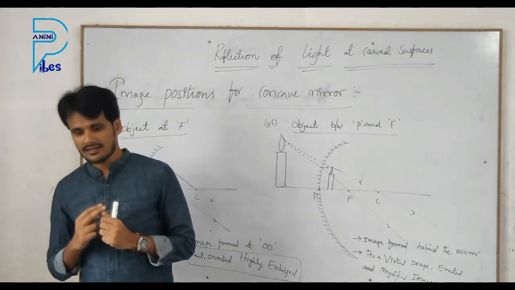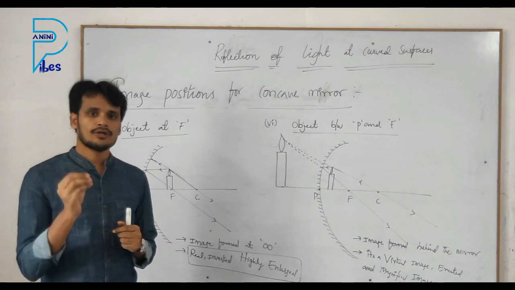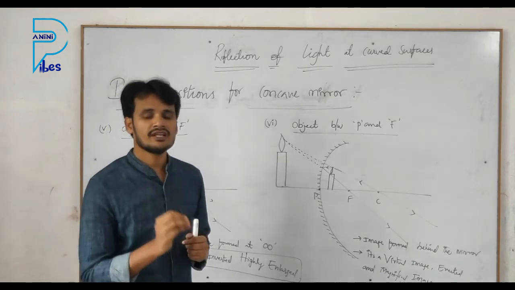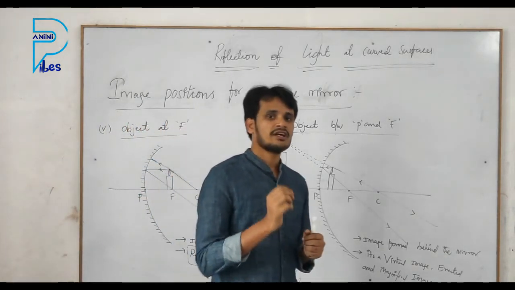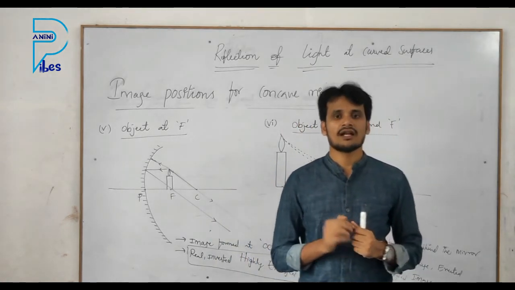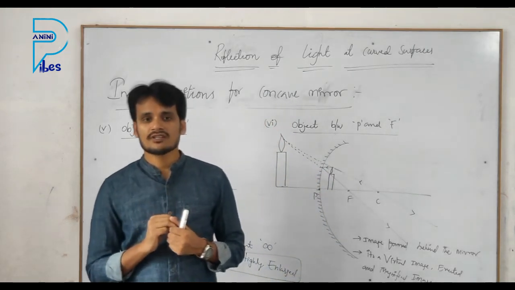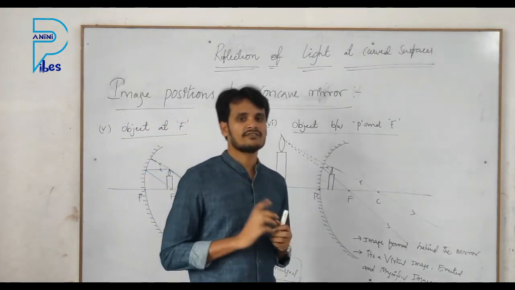And the second case is if object placed beyond C, the image forms between F and C. The image forms between F and C, that is a real image, inverted image and a diminished image, small image.